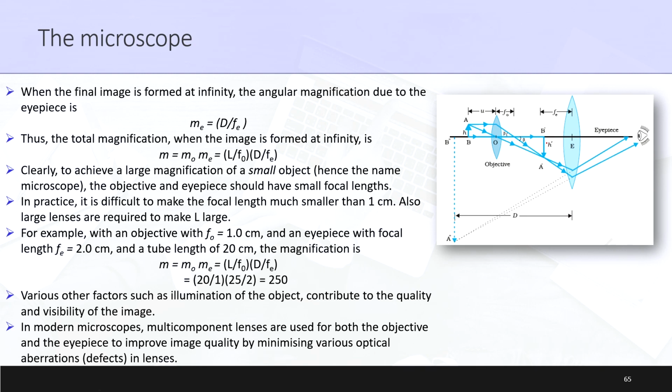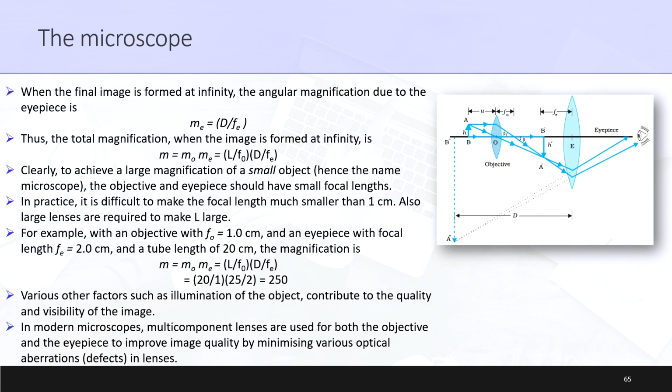And because it is a combination of two different things, the complete magnification is, as we understood in the previous sequences on combinations of thin lenses in contact, the product of M1 and M2. Hence, this will be the product M naught Me. Therefore, this will be equal to L by F into D by Fe. Therefore, the total magnification when the image is formed at infinity is M equal to M naught Me, which is equal to L by F naught into D by Fe.